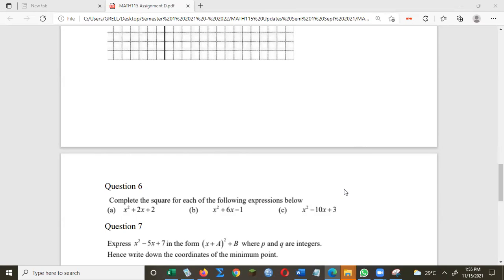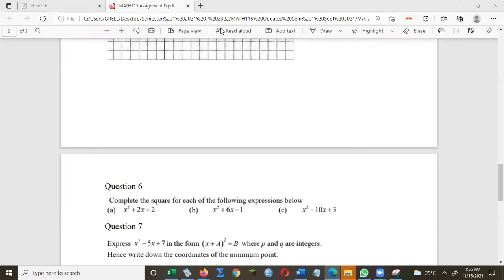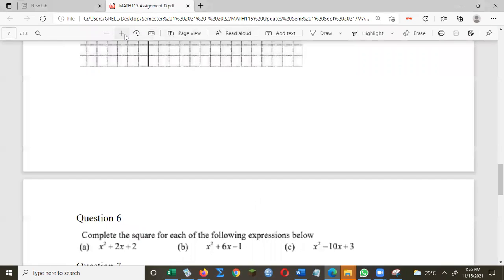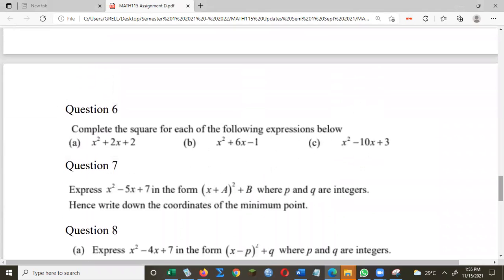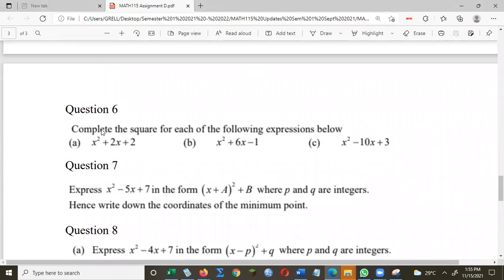Number 6 is another topic in quadratics called completing the square. It is thoroughly explained in the booklet, so you can check it out. But as you know, I like to get a new viewpoint, a new perspective. Complete the square for each of the following expressions. What does it mean to complete the square?